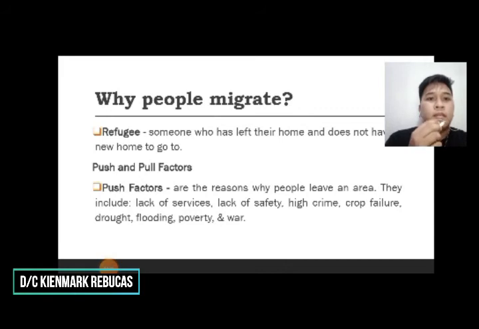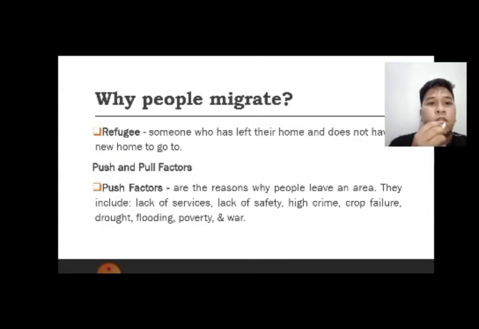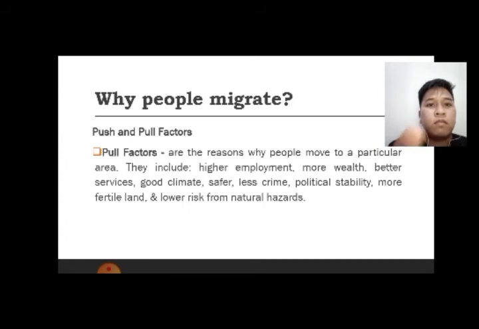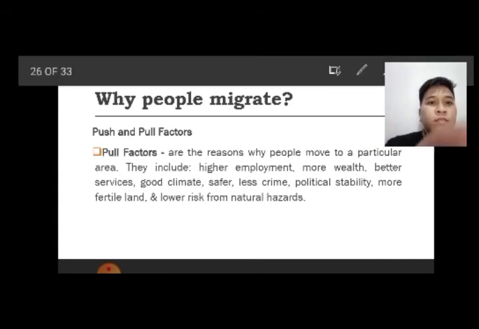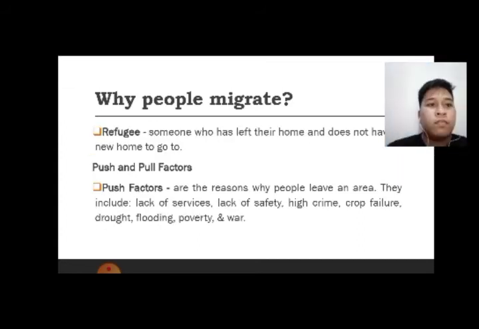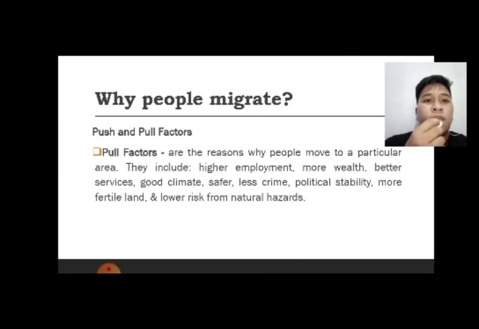Why people migrate? First, refugee: someone who has left their home and does not have a new home to go to. Push and pull factors. Push factors are the reasons why people leave an area. They include lack of services, lack of safety, high crime, crop failure, drought, flooding, poverty, and war.